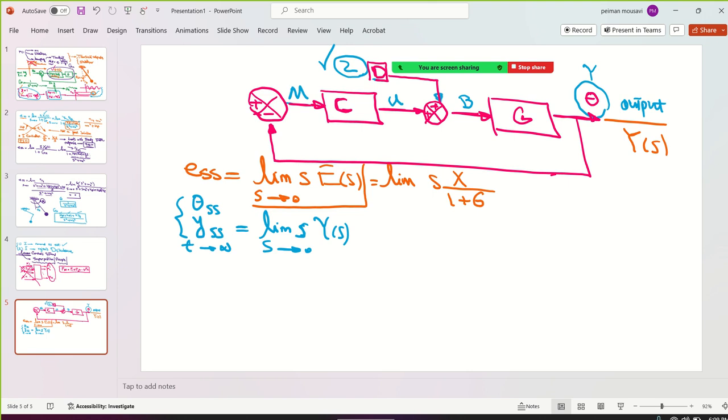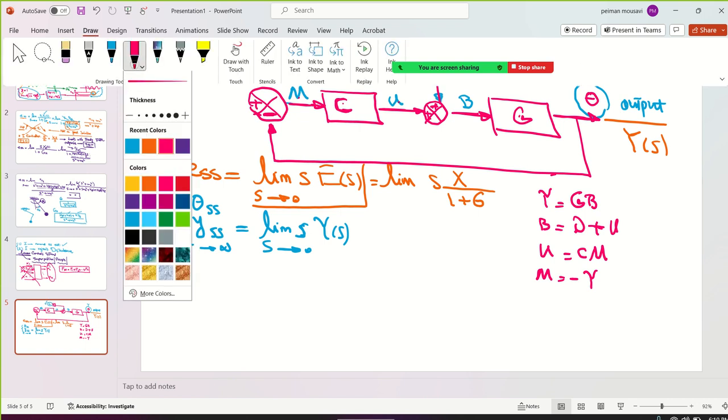So you see that Y equals to GB, as we did one time, very long time ago. B is what? Is D plus U. You see, we are not blind. D plus U. U is what? CM. But the M is what? You tell me. M is what? M is minus Y. Yes, minus Y. Exactly this. No magic. Okay?